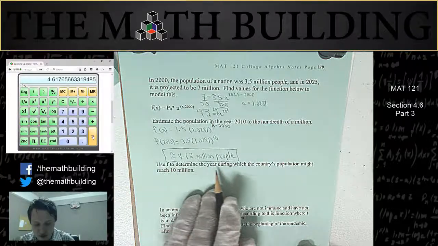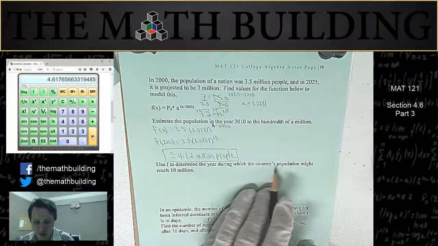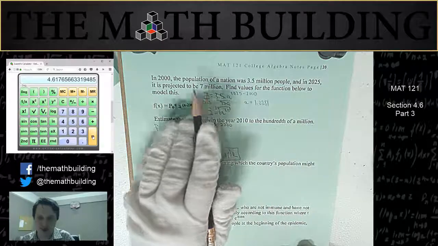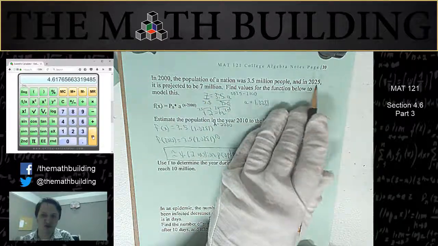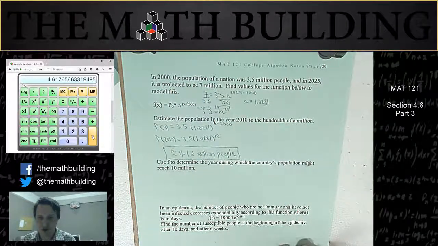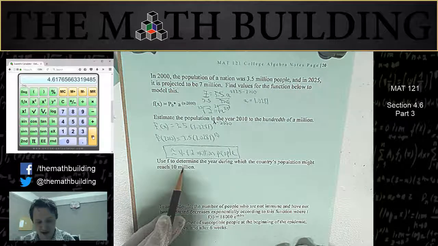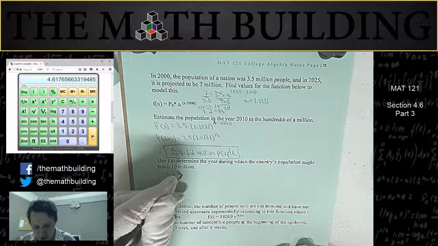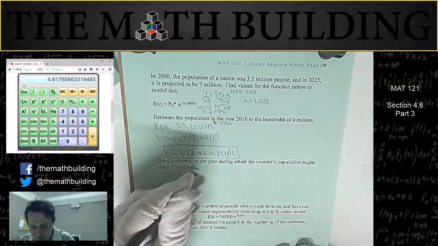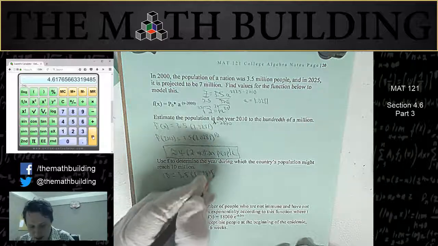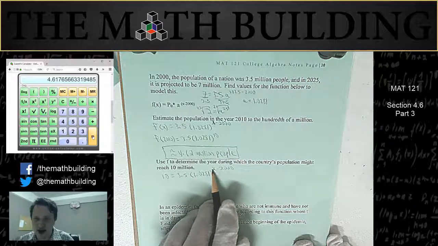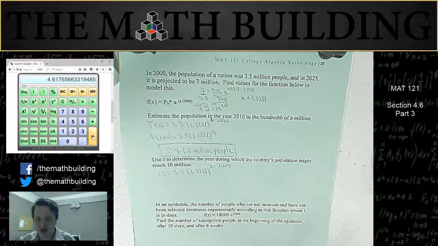Use f to determine the year during which the country's population might reach 10 million. Again, by 2025 we were at 7 million, so we should get an answer higher than 2025. So what we're going to do now is plug in 10 million into f of x. 10 million equals 3.5 times 1.0281 to the x minus 2000. This time we're solving for x, which represents the year.